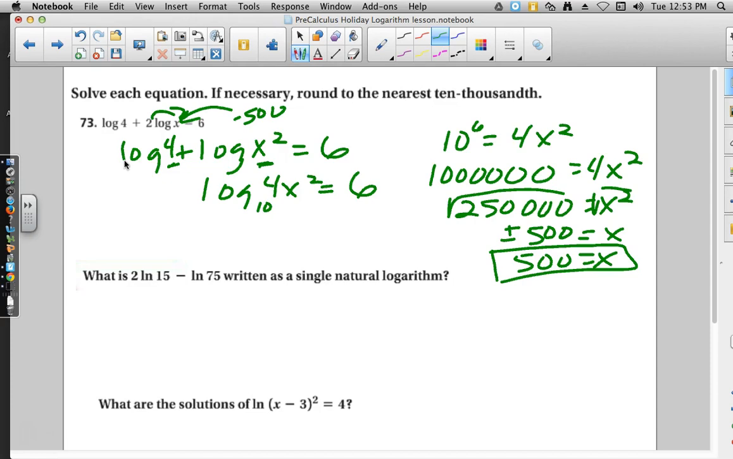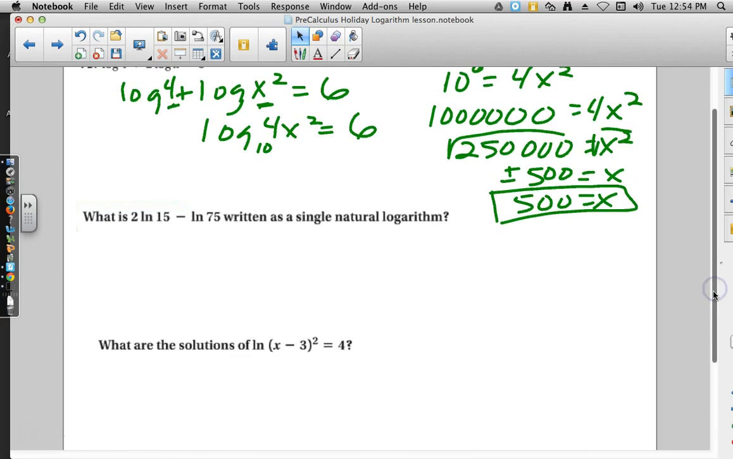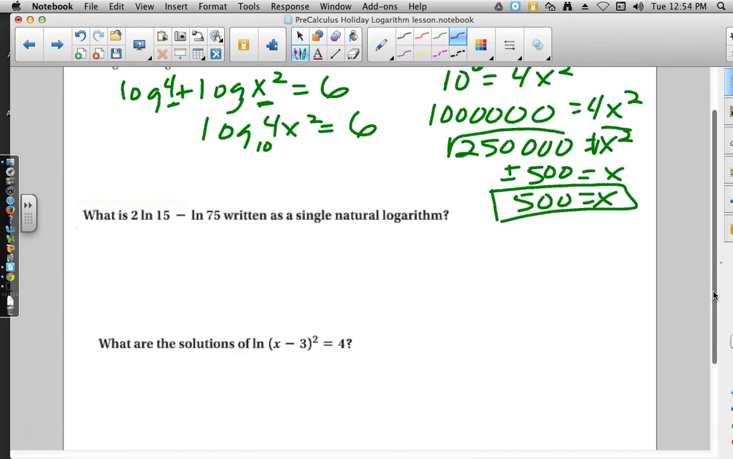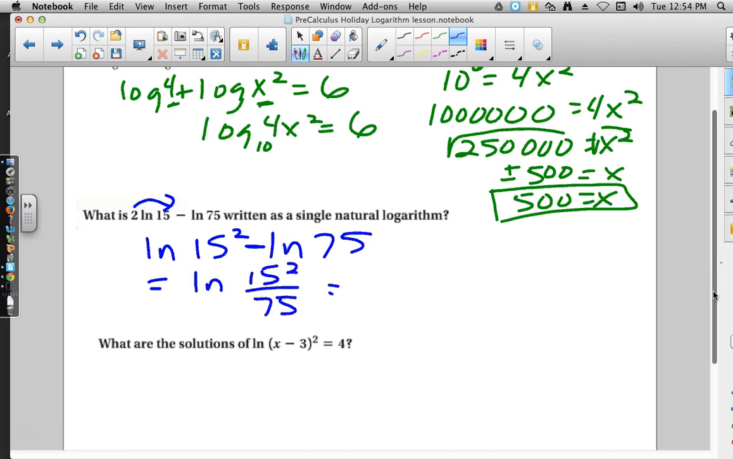So now, more into the natural logs and e, which is what we really were going to be using a lot in calculus. So what is 2 natural log of 15 minus natural log of 75 written as a single natural logarithm? Well, I notice I need to put that power back up here, so that'll be the natural log of 15 squared minus the natural log of 75. And then there's this subtraction here, which is division. So natural log of 15 squared over 75. Well, that's the natural log of 225 over 75. And that's just the natural log of 3.